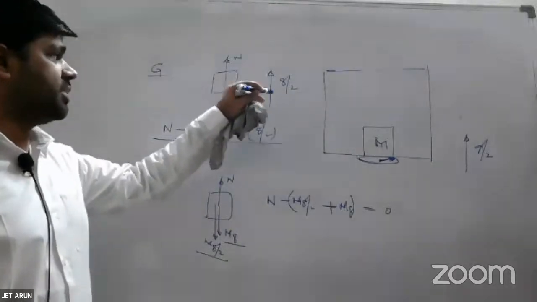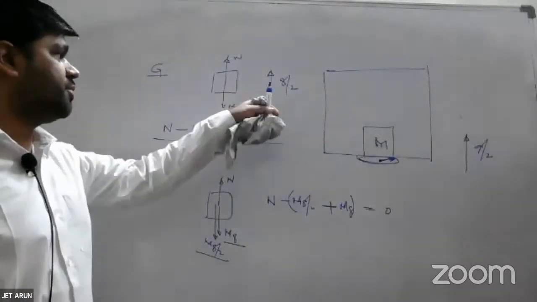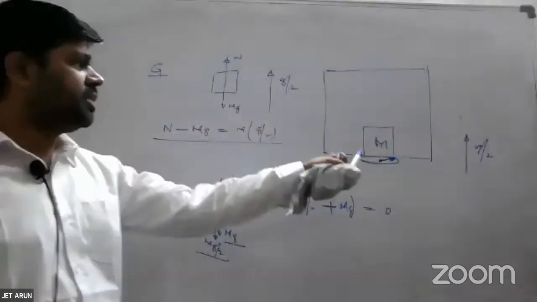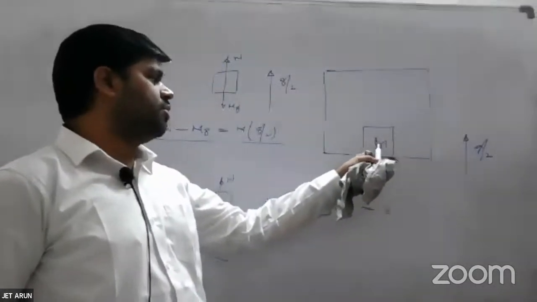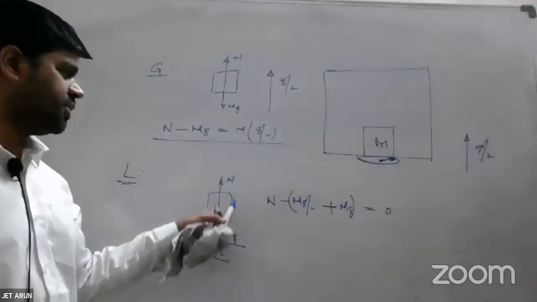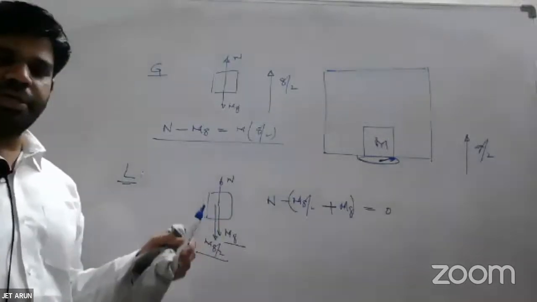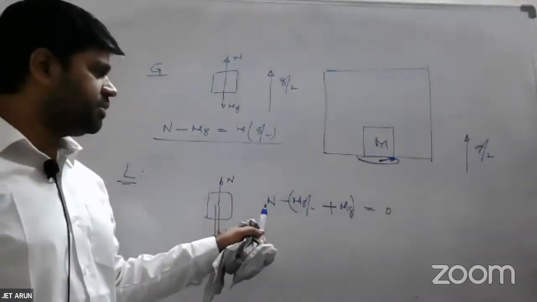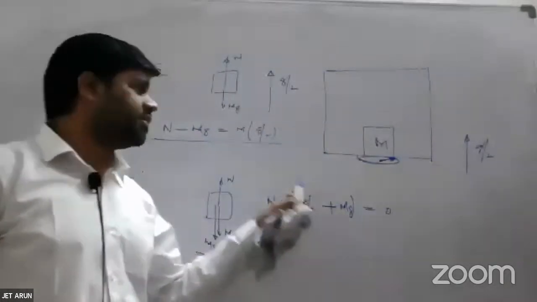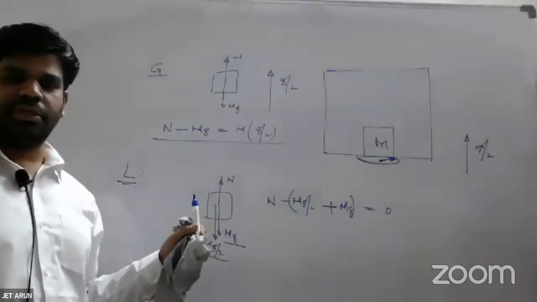Your MAD acceleration diagram will be different with respect to the ground frame and with respect to the accelerated frame. With respect to ground, the particle is going up with g by 2. But with respect to the lift, the particle is not moving at all, so acceleration is 0. So your FBD and MAD are correct. All that remains is to write F is equal to MA: net force is equal to mass into acceleration.